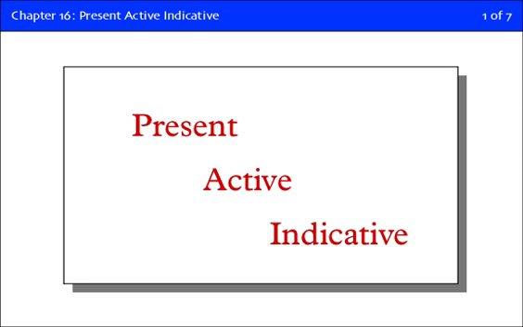Well, welcome to chapter 16. And now that we've got our basic verbal grammar summarized and learned, what we're going to start doing is looking at how Greek forms different tense voice combinations. And in chapter 16, we're going to see how Greek forms the present, active, indicative. In other words, we're going to see how to form the present tense.